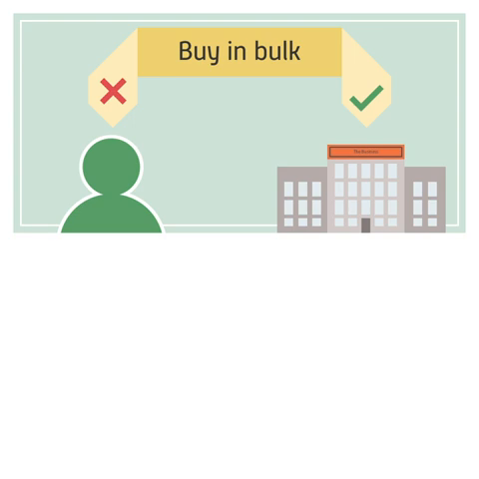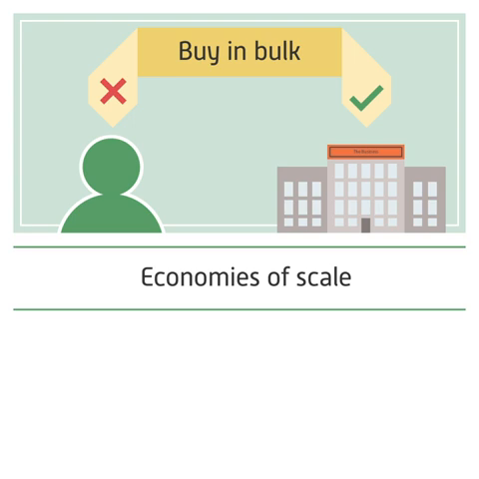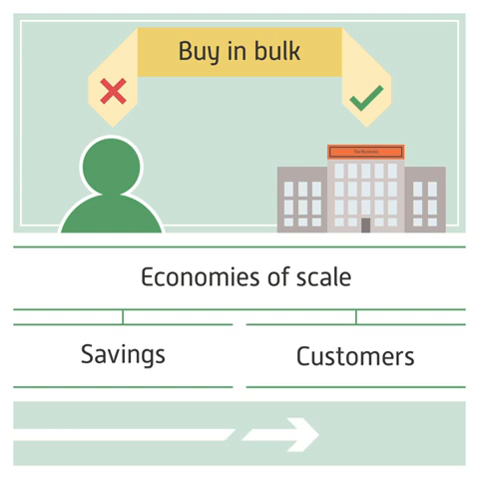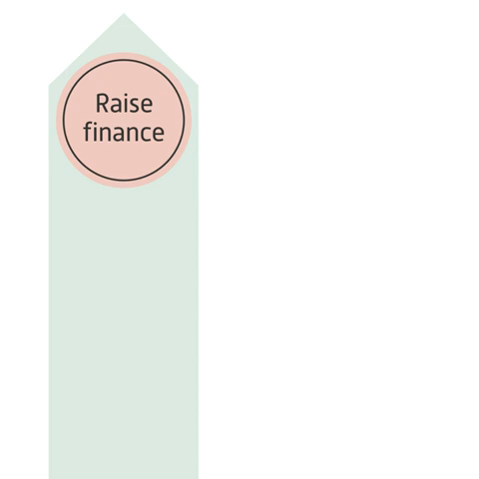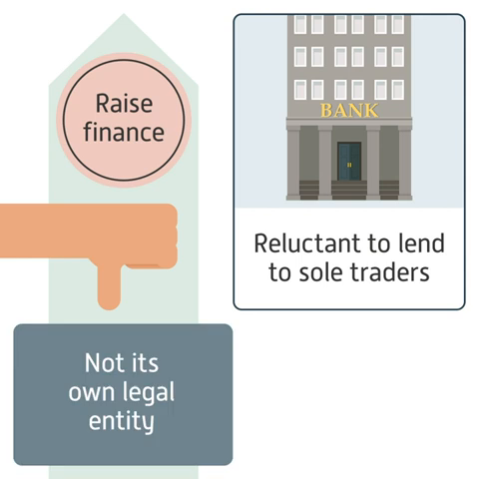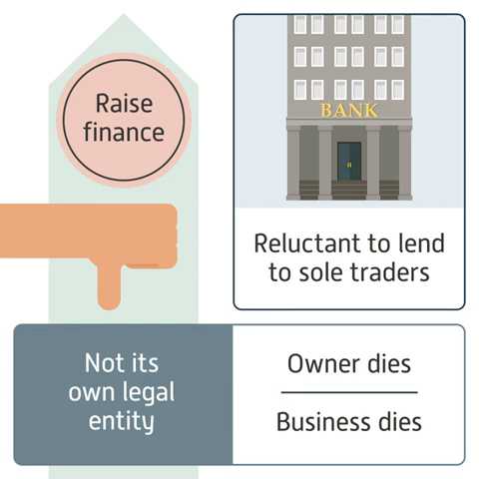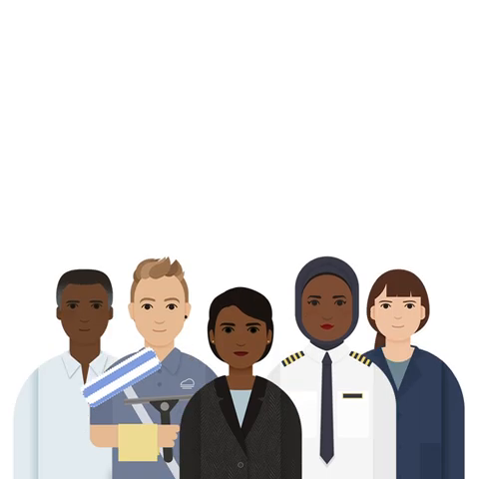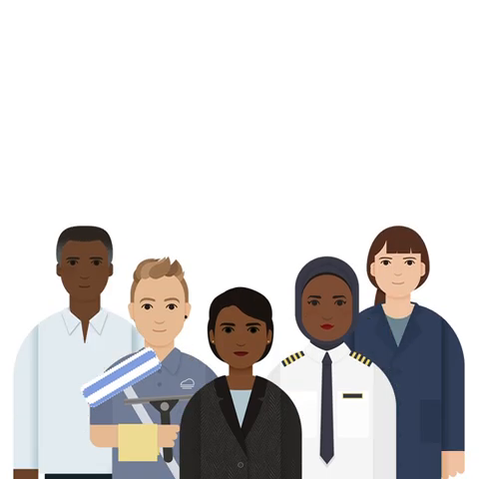A sole trader probably can't afford to buy in bulk the same way that larger businesses can. This means that they don't receive the benefits of economies of scale and can't pass on the same savings to customers as a result. It can also be difficult for sole traders to raise the necessary finance for their business. Banks are reluctant to lend large sums of money to this type of business, so funding can be a problem. Finally, as a sole trader business isn't considered its own legal entity, when the owner dies, the business dies with them.